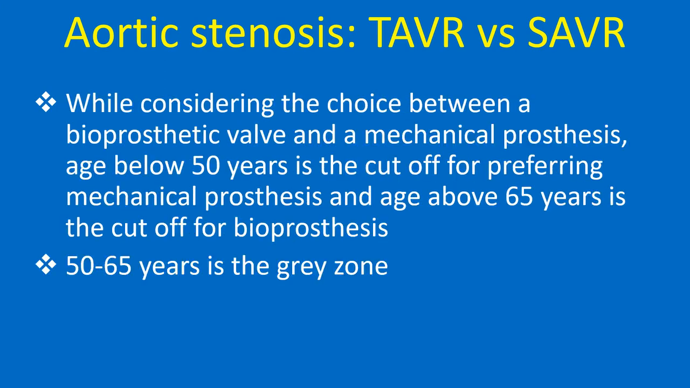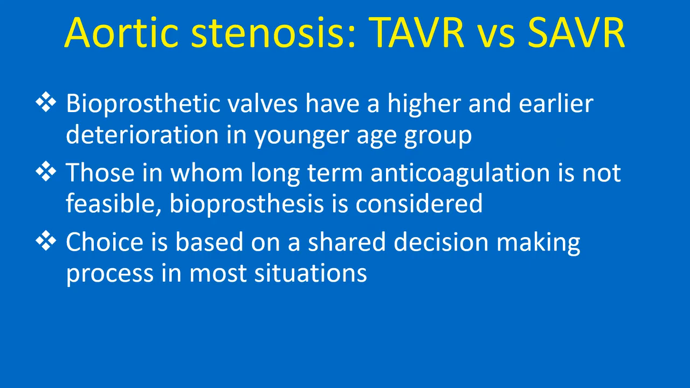While considering the choice between a bioprosthetic valve and a mechanical prosthesis, age below 50 years is the cutoff for preferring mechanical prosthesis and age above 65 years is the cutoff for bioprosthesis. 50 to 65 years is the gray zone. Bioprosthetic valves have a higher and earlier deterioration in younger age group. Those in whom long-term anticoagulation is not feasible, bioprosthesis is considered. Choice is based on a shared decision-making process in most situations.